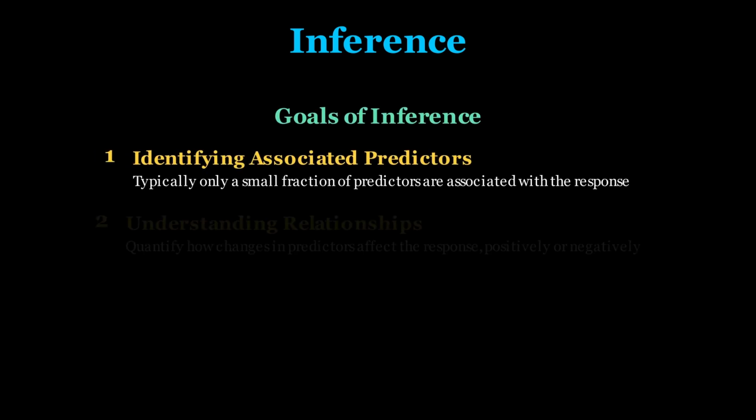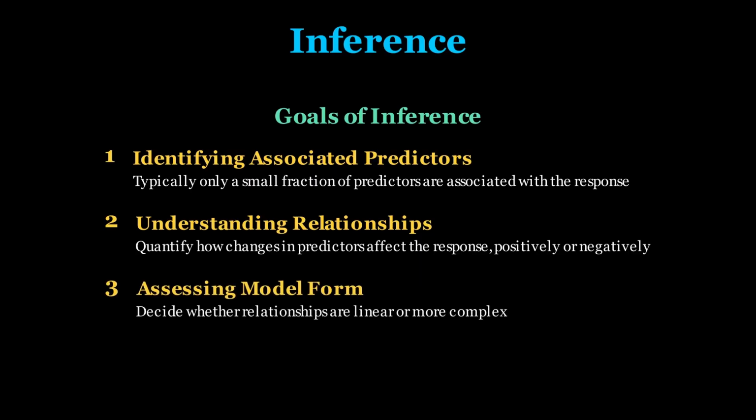The second goal of statistical learning is inference. Inference aims to understand the relationship between the input variables x and the output variable y. The focus is on interpretability and on understanding the form of the function f. Inference has 3 specific goals.